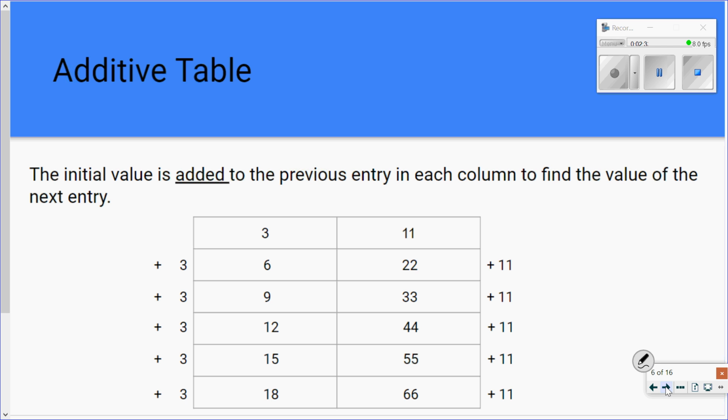You guys should be writing this down, by the way. You copy this table down and write it down on the blank side that you were writing your notes. And then to find the next number, you just add 3 to one side, you get 9, add 11 to the other side, you get 33, and so on down the line. Just draw a small table and write this down. Above the table, put additive table.